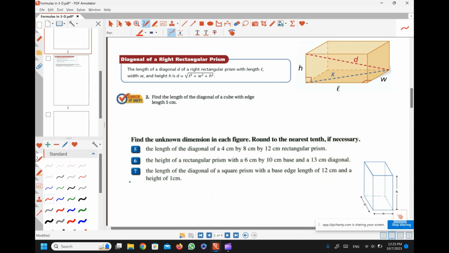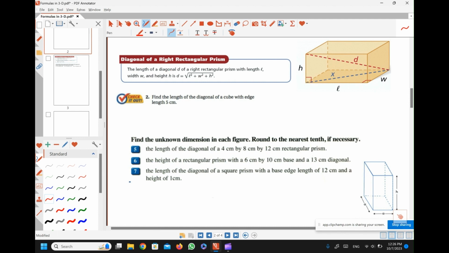Hello guys, this is the second part of Formulas in 3D video. We will be talking about how to find the diagonal of a right rectangular prism, how to find the distance between 2 points and the midpoint of 2 points in three-dimensional figures. So the first part, diagonal of a right rectangular prism.